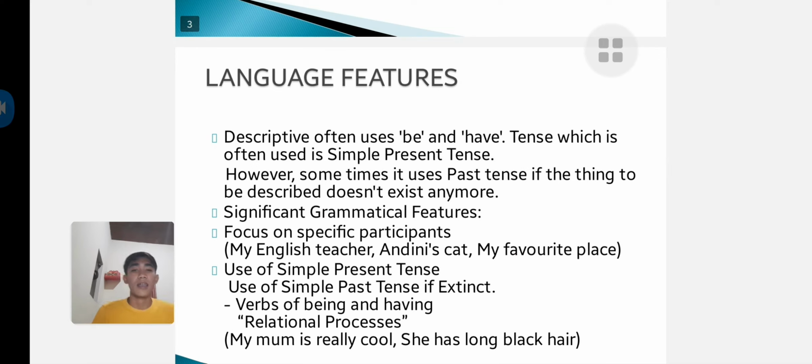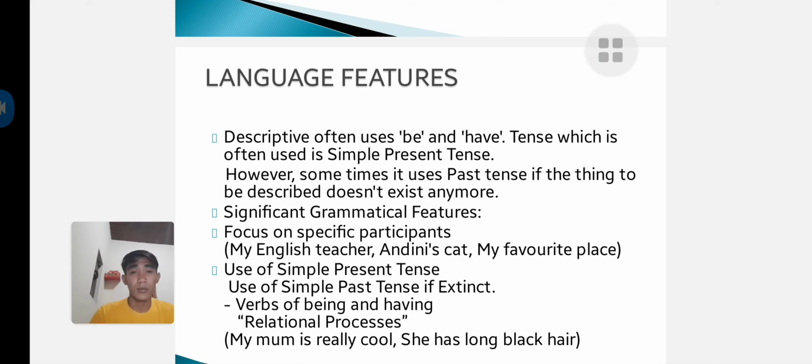And the next is the language feature of the descriptive text. Descriptive often uses be and have. Tense is often used in simple present tense. However, sometimes it is used in past tense if the thing to be described doesn't exist anymore. Okay. And the next significant grammatical feature focuses on specific participant.